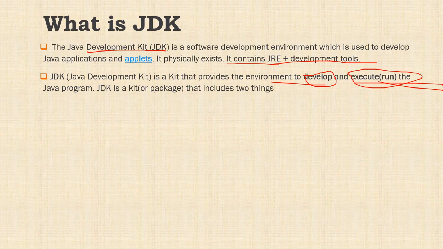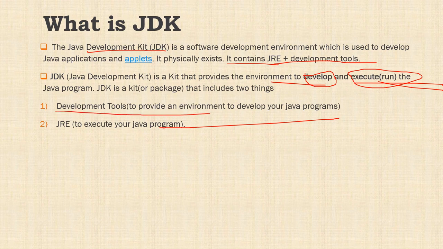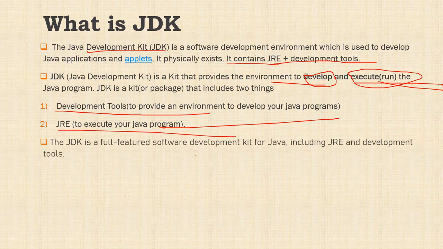JDK is a kit or package that includes two things: a development kit to provide an environment to develop your Java application, and JRE to execute your Java program. Just now we discussed, it's responsible for developing your application and running your Java application. The JDK is a full featured software development kit for Java, including JRE and development kit.